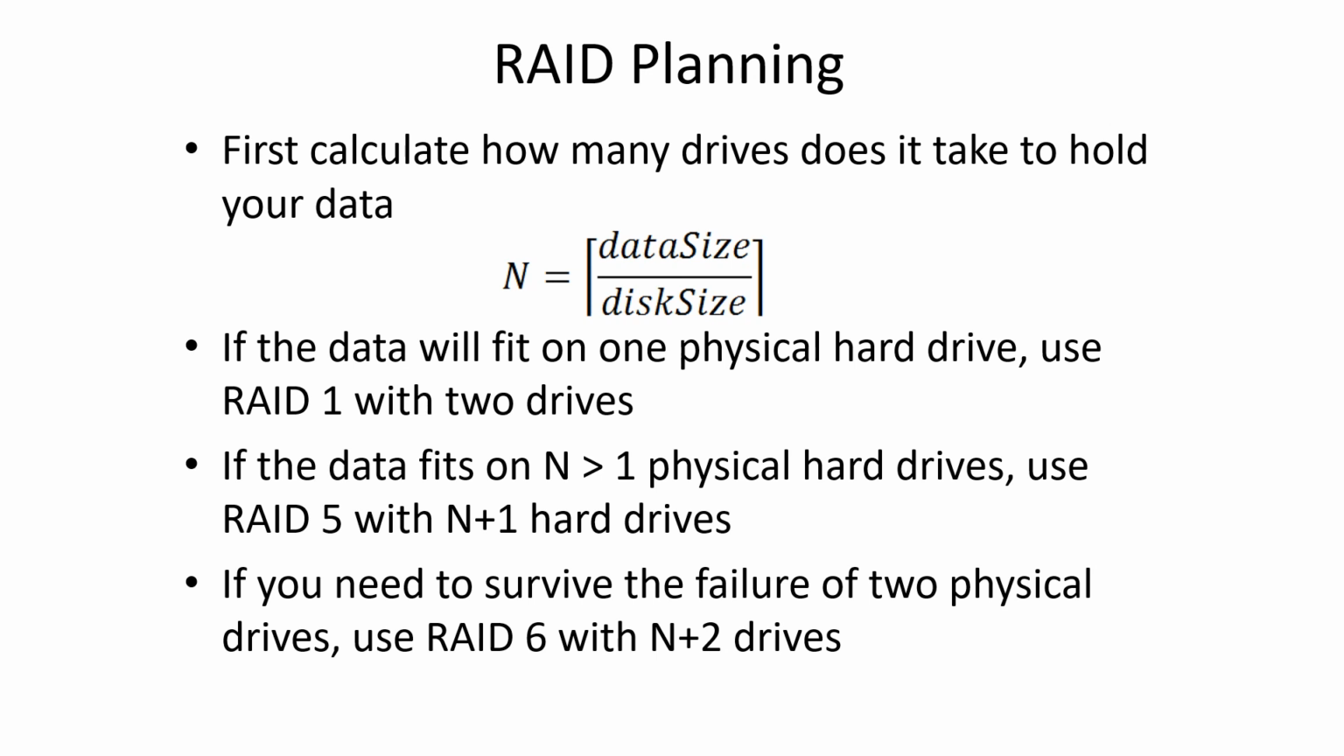Now, that gives you n. If all your data will fit on one physical drive, use RAID 1 with 2 drives. So all the data is on both drives, it just takes 2 drives, use RAID 1. If, though, the data will not fit on one drive, you need to put it across multiple hard drives, then use RAID 5, and you need one more drive than will hold the data. So if it takes 5 drives to hold the data, you'll need a 6th drive for the parity space. If you need to survive the failure of 2 physical drives, then use RAID 6 and add 2 additional drives past what it takes to hold the data.